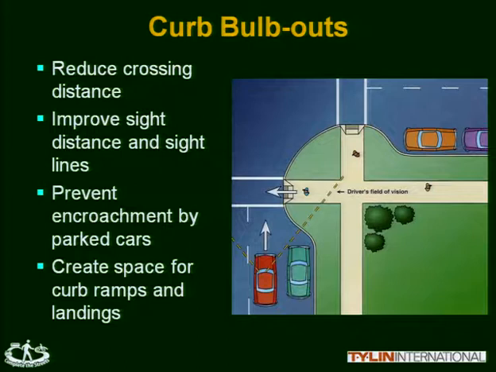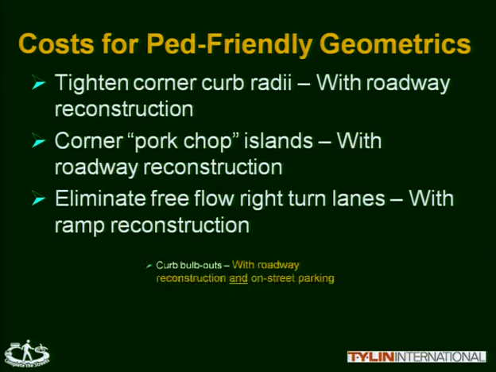Curb bulb outs, again, they reduce the crossing distance, which increases the capacity of the roadway. It prevents encroachment from cars. It improves the sight distance, so a pedestrian waiting here to cross the street can actually see the cars, and vice versa. And it makes space to put in your curb ramps, so you have a nice ramp instead of having something that's truncated or squeezed in.